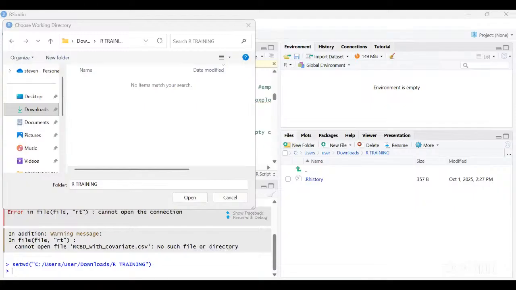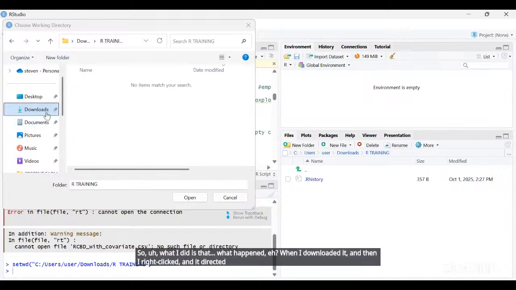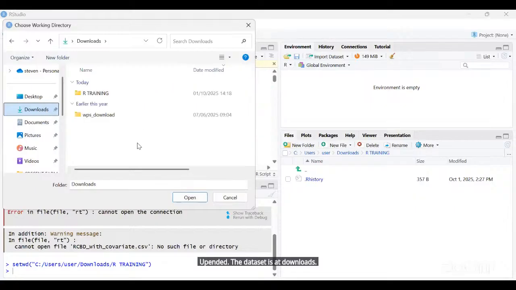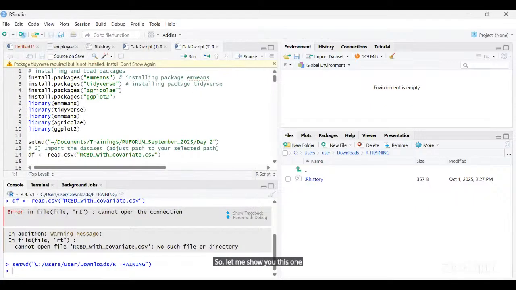Here it is. I've downloaded it 3 times. When I downloaded it and right-clicked, it directed me straight to RStudio. No, we want to know where the data set is. The data set is at downloads. So let me show you this one. Here they are. Can you see the folder itself?